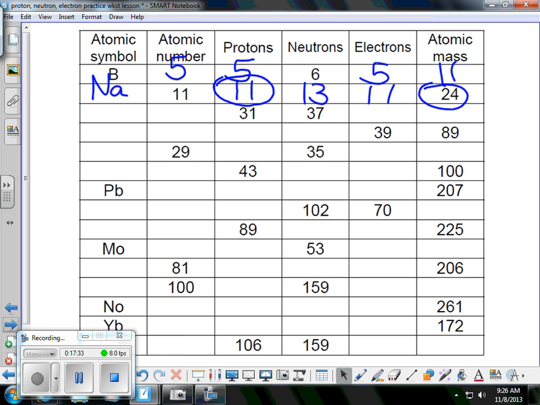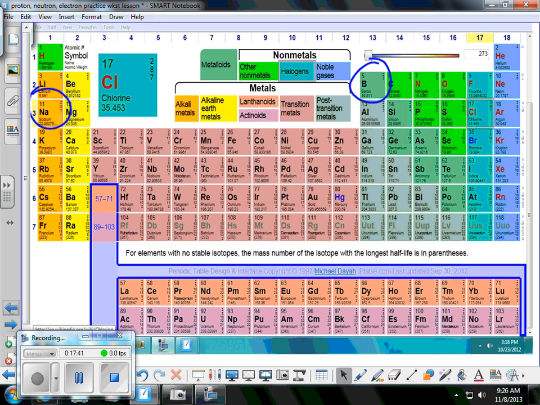So the next one says there's 31 protons. So what's our clue? What should we be looking for? 31. Atomic number of 31. Gallium. What period is it in? Period 4. Excellent. All right, there it is. So we have an atomic number of 31. What's the atomic mass rounded? 70.